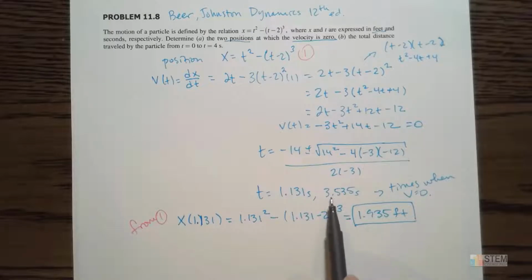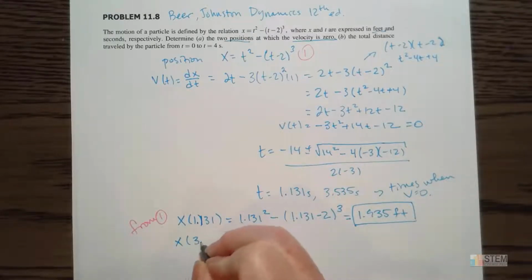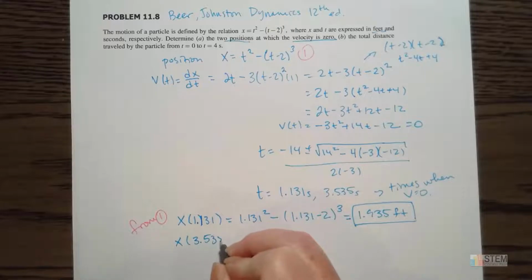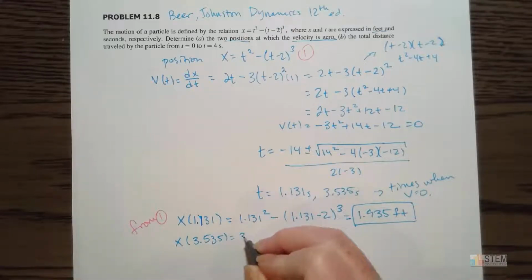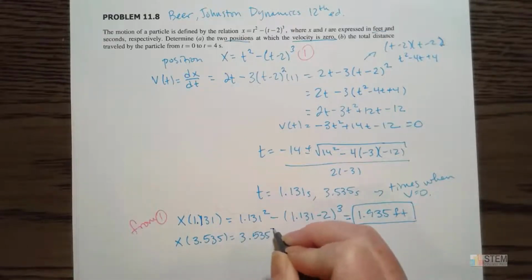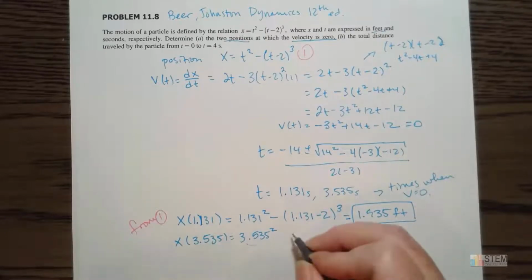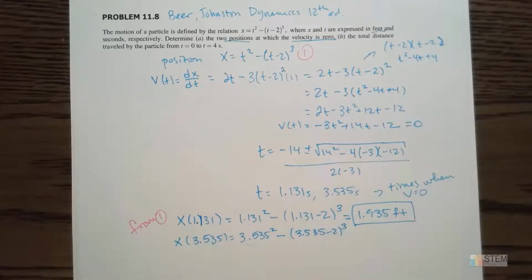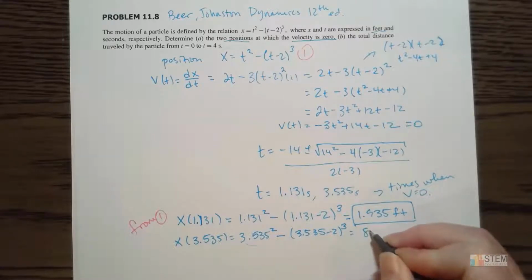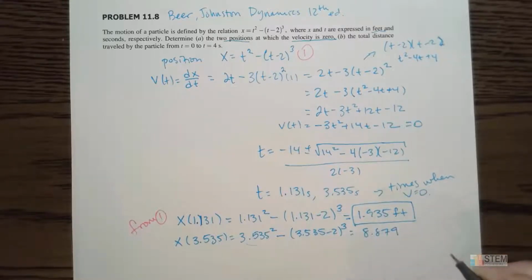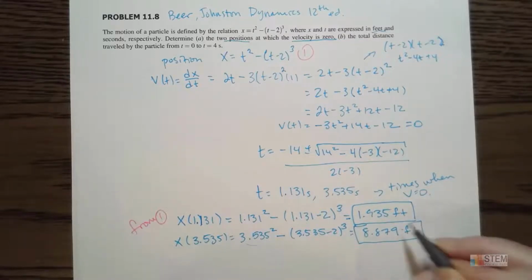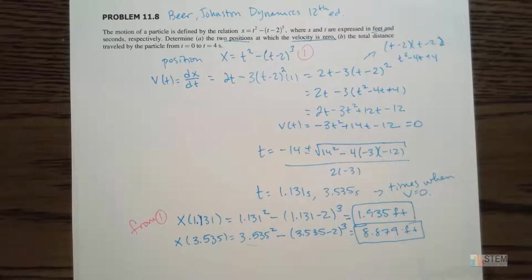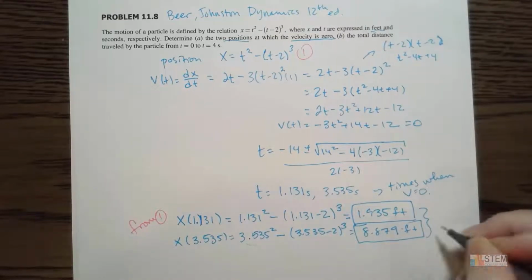Okay, then we do the same thing for this other time. So let's plug 3.535 into that equation 1. Let's square the 3.535 and then subtract 3.535 minus 2 cubed. And that gives us 8.879. And again, that's feet. So there's your other position. These are the positions when velocity is 0.